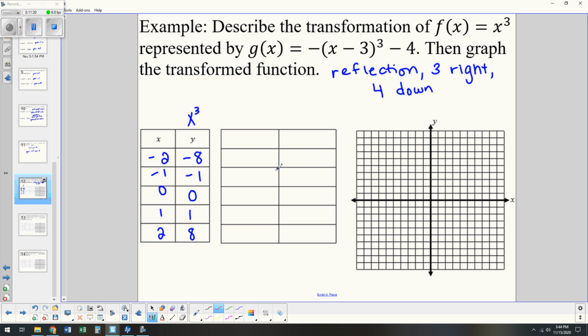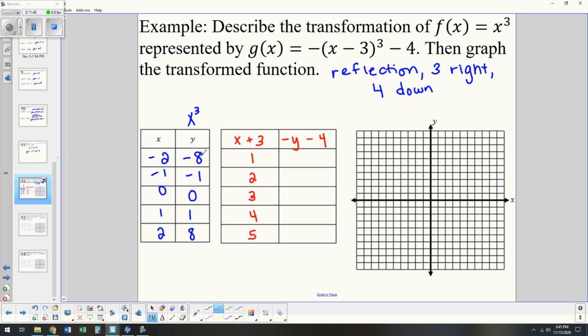For my transform function, though, remember the inside, x minus 3, we're going to do the opposite, so x plus 3. And then we're going to take the negative times y and then minus the 4. So each of these x's here, I'm going to add 3 to them. And each of these y's, I'm going to start by taking the negative.